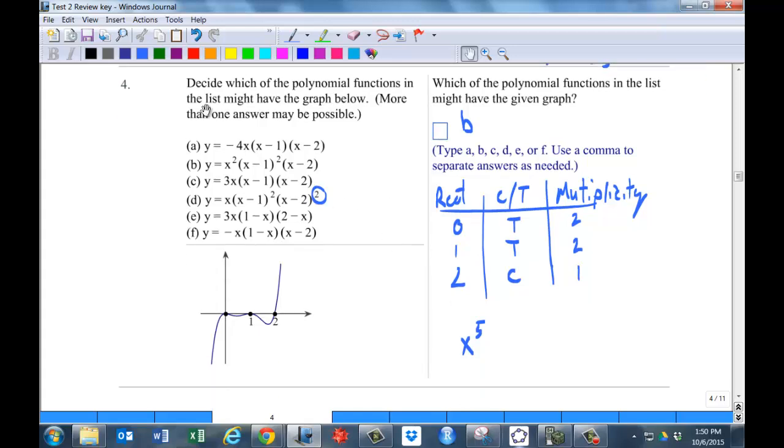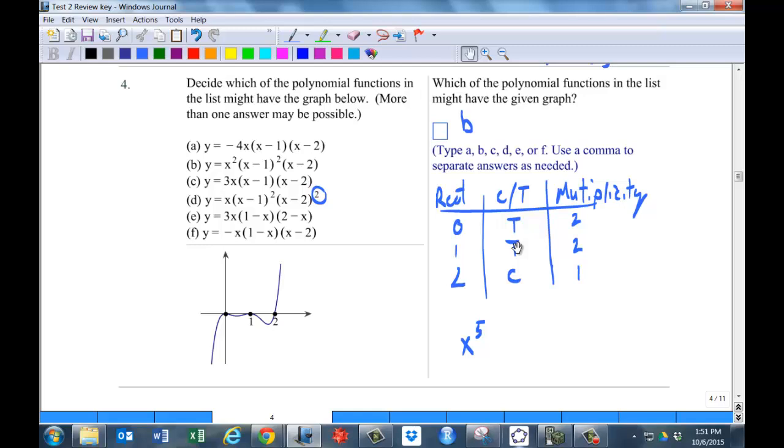Now question 4, we've got several functions, and we want to know which ones match this function here, or could match. Well, a couple of things we want to do here. First is just figure out the end behavior of this kind of function here. Now notice we've got a root at 0, we've got a root at 1, and a root at 2. So I wrote those down. And then it touches here, it touches here.